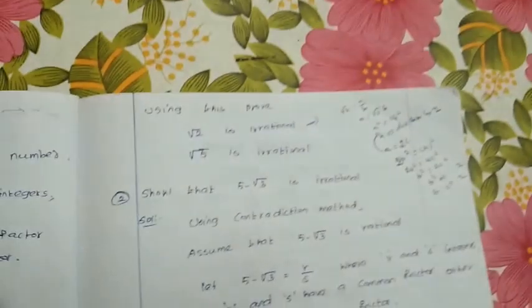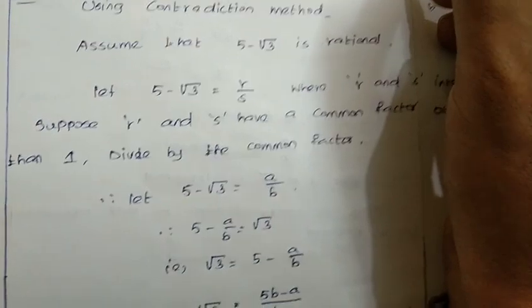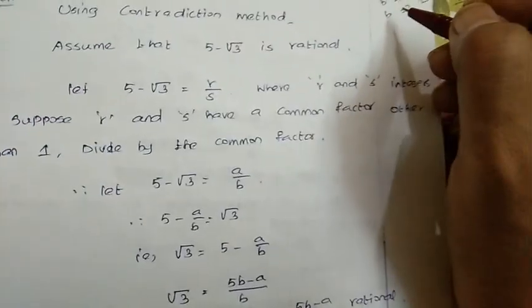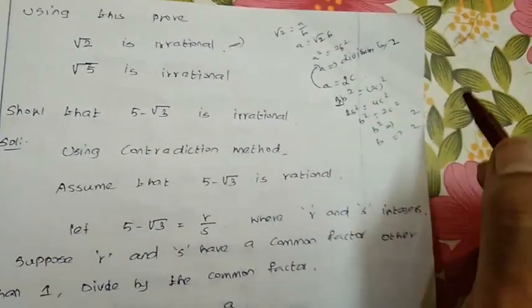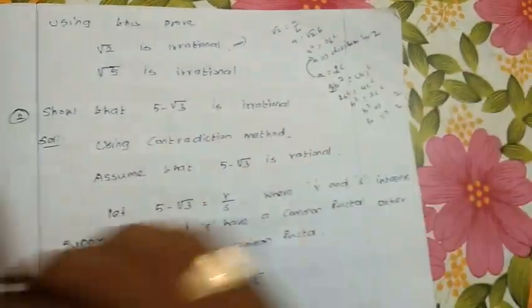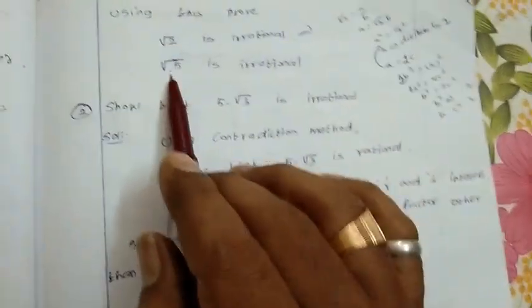So it is the same problem as root 3. Using this, try this one. Similarly, instead of 2 we have root 5. Here instead of 2c we need to take 5c. So a is divisible by 5 and b is divisible by 5. Like that you can write. Changing 3 to 2, and 3 to 5, you can prove this problem.